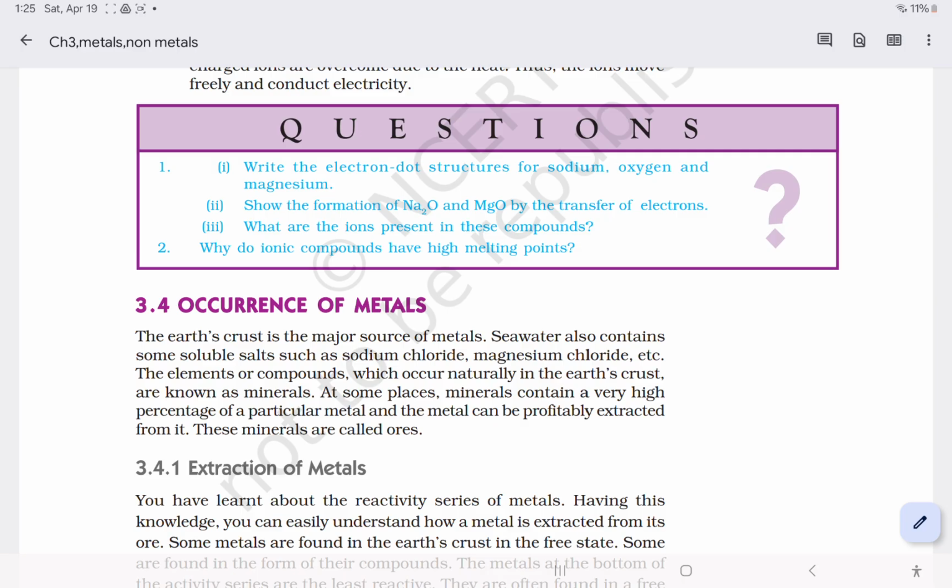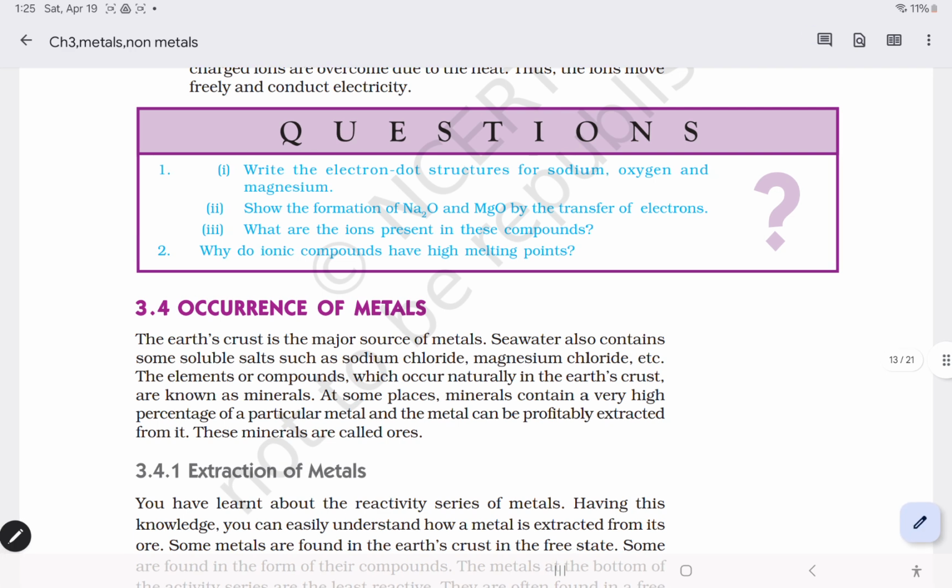Next question. What are the ions present in these compounds? In sodium oxide, Na2O, the ions present are the sodium ion and the oxide ion. Sodium is a Na+ ion and oxide is an O2- ion. Coming to MgO, magnesium oxide, the ions present are the magnesium ion and the oxide ion. The magnesium ion is Mg2+ and the oxide ion is O2-.